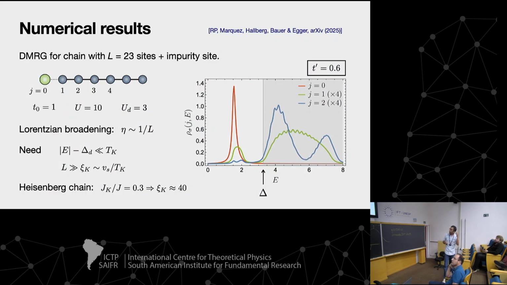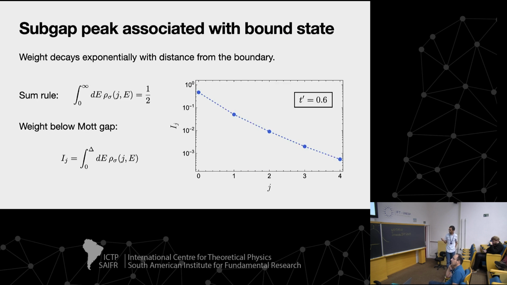So this is basically DMRG for chains of 23 sites in the bulk plus the impurity site, for this choice of parameters with UD less than U. And also in this DMRG method, you have to set some broadening. Since it's a finite system, you have to set some broadening of the peaks by hand. This Lorentzian broadening is of order 1/L.